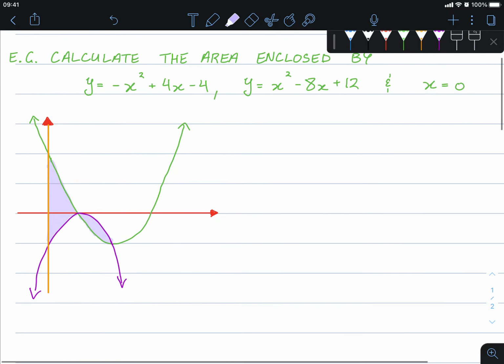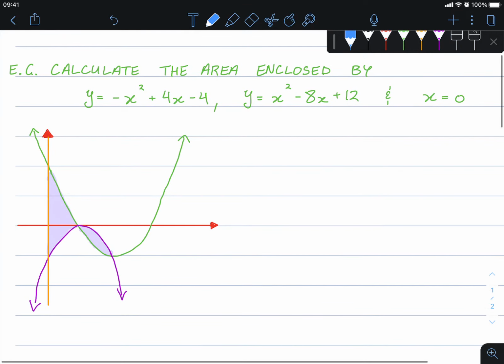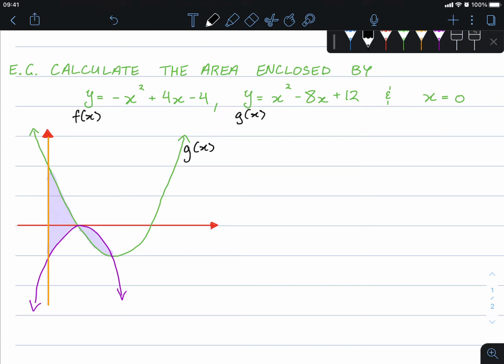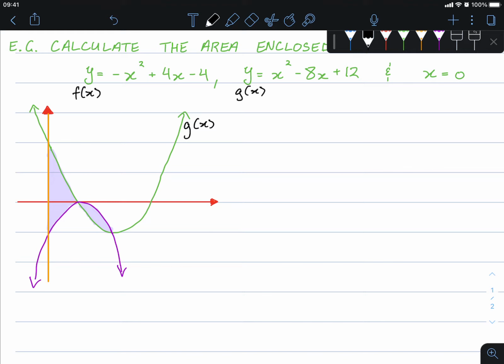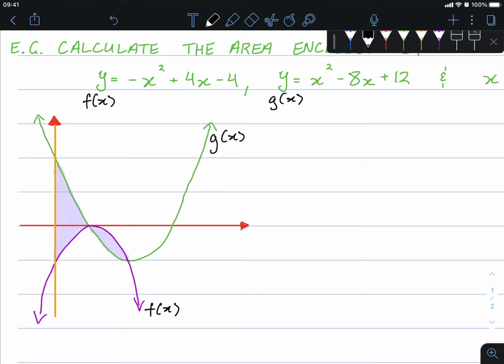So there's actually a little bit of difficulty in this question, in that if you take a look, this function is clearly the concave up parabola. So actually let's avoid any confusion and let's label these. We have f of x and g of x. I hope you can see that this parabola here is g of x because it is concave up, whereas the purple one, that is going to be f of x. Notice how to calculate this area.